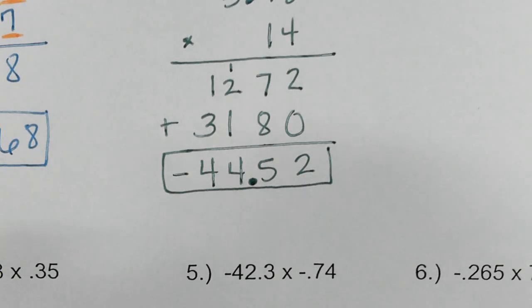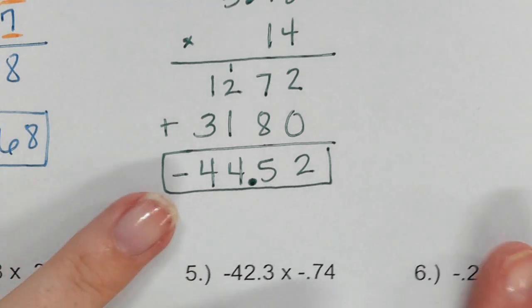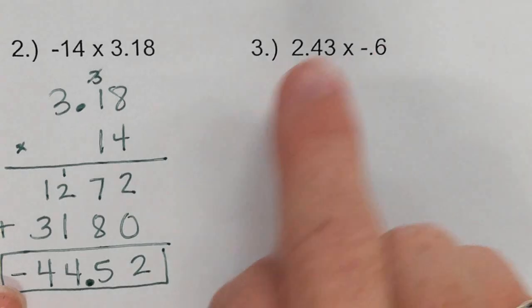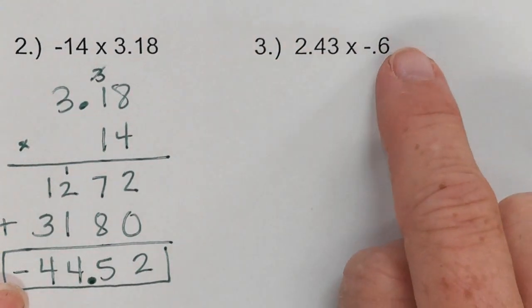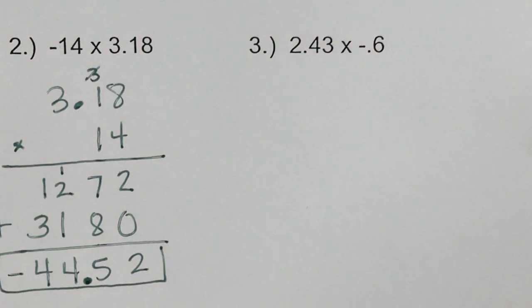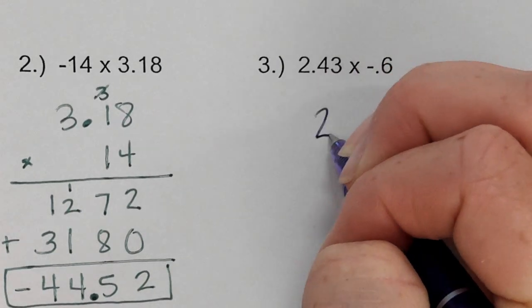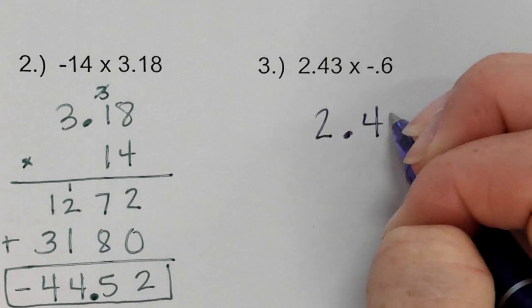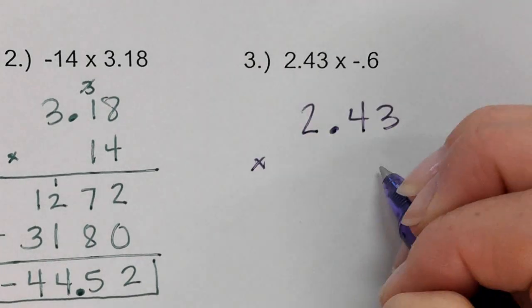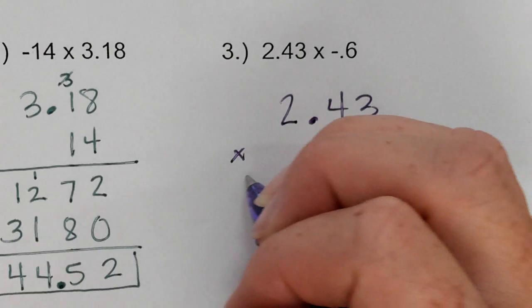Do y'all see there's just a lot of places you could mess up if you don't go slow and pay attention? It's not hard though, right? All right, number 3. Again, I have a positive times a negative, so my answer is going to be negative. I'm going to put the number with the most digits on top, so 2.43 times 0.6.